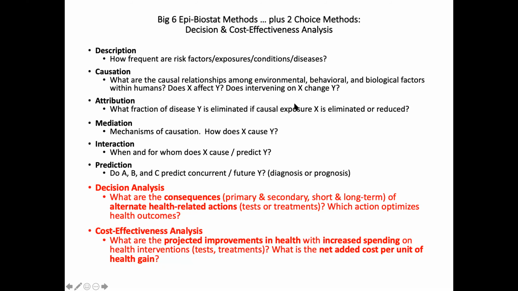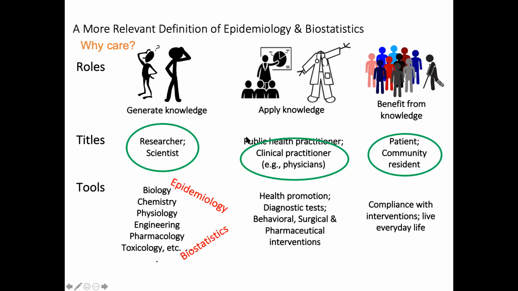So decision analysis: what are the consequences, both primary and secondary, short and long term, of alternate health-related actions, different treatments, different tests, et cetera? And secondly, if you add costs to that, you get to cost effectiveness analysis. What are the projected improvements in health with increased spending on health interventions, tests, treatments, et cetera? What is the net added cost per unit of health gain? You're going to hear me riff on that final formulation in various different ways. The net added cost per unit health gain.